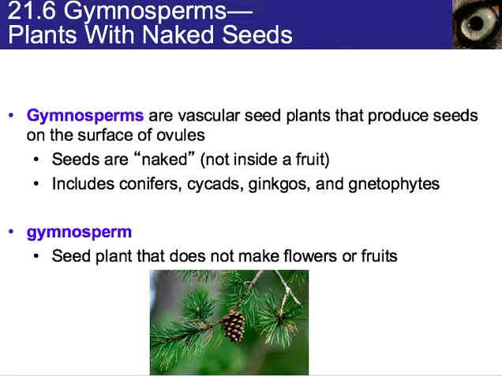Gymnosperms are vascular seed plants that produce seeds on the surface of ovules. Basically, the seeds are naked. An example would be a pine cone. There is no fruit around the seed. This includes conifers, cycads, ginkgos, and gnetophytes. So a gymnosperm is a seed plant that does not make flowers or fruits, but rather makes pine cones.